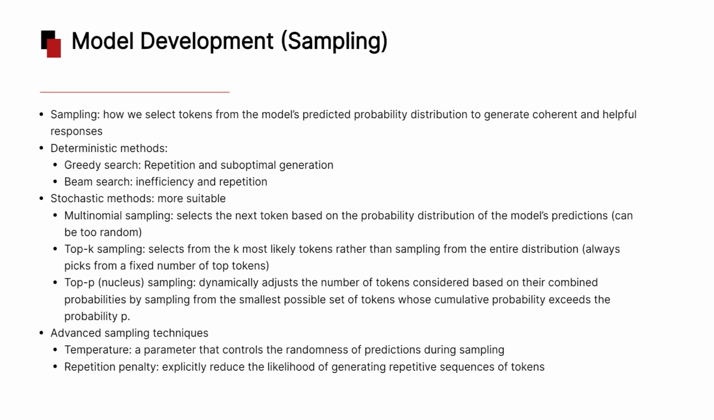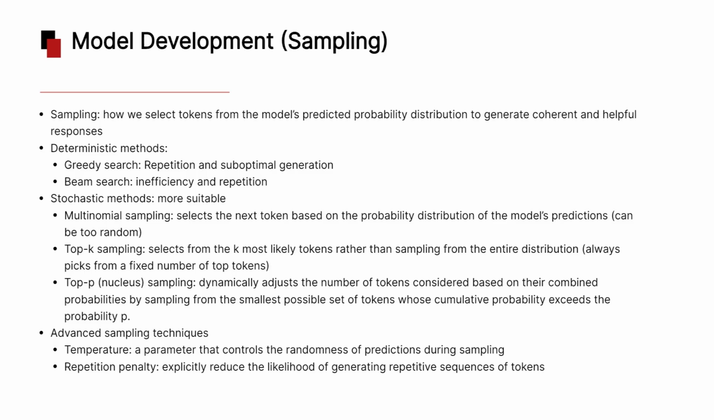Top P, nucleus sampling, is more dynamic. Instead of a fixed number, it chooses the smallest set of tokens whose cumulative probability exceeds P, striking a balance between diversity and relevance.